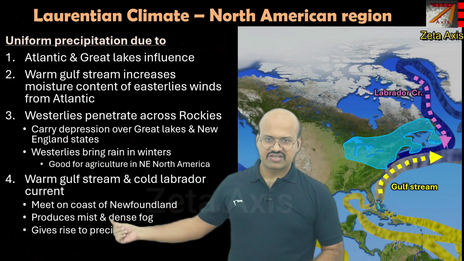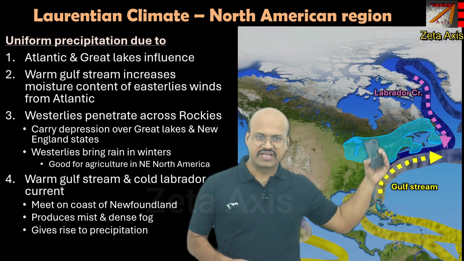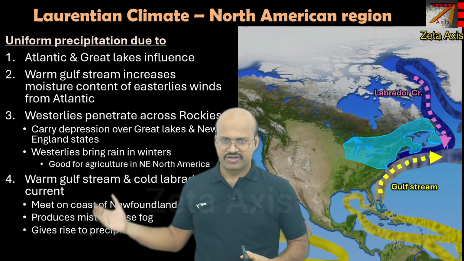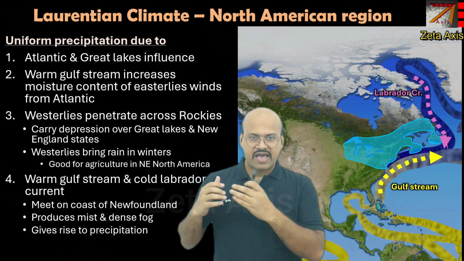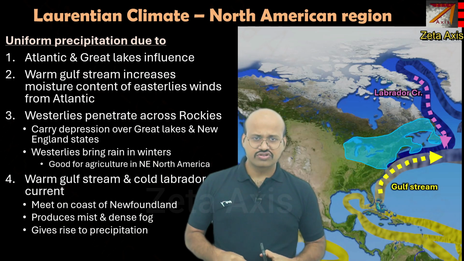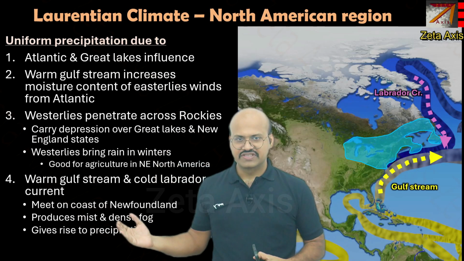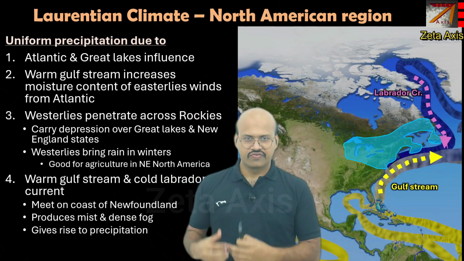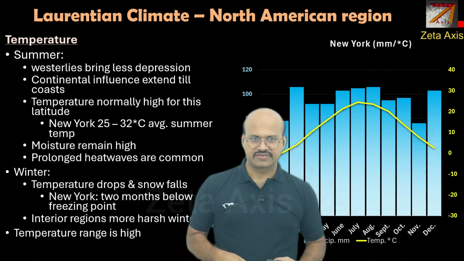So this mist and dense fog, when they reach over the land, they sometimes give rainfall. So it is because of these four regions we will get annual rainfall which is equally distributed. It is because of these four regions that the Laurentian climate of North America experiences uniform precipitation throughout all the months.